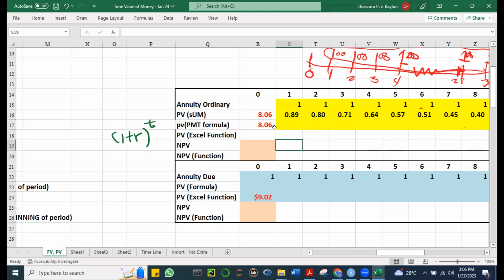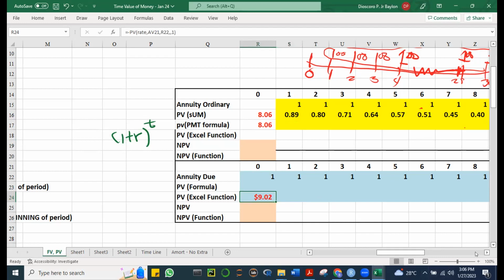We were able to validate that indeed the present value of an annuity of 1 for 30 years at 12% is equal to 8.06. Okay? Yes, sir. Clear na po. Thank you. Okay, sige. Thank you.